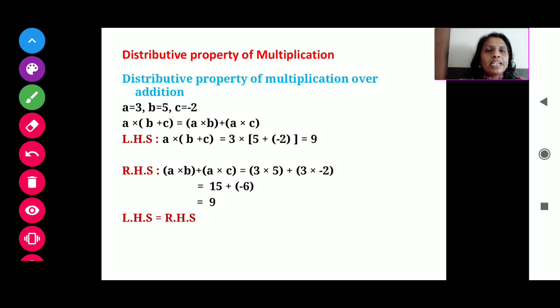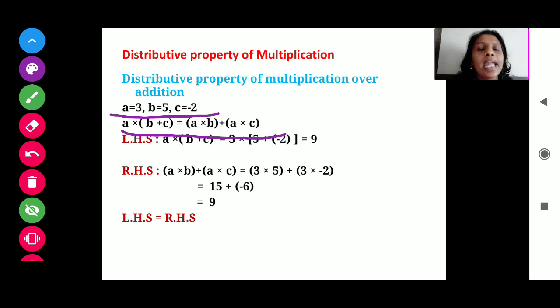Distributive property of multiplication. There are two parts. First one is distributive property of multiplication over addition and second one is distributive property of multiplication over subtraction. First we will check addition. Here the values of a, b and c are given. a is equal to 3, b is equal to 5, c is equal to minus 2. Now what is our distributive property? a into, in the bracket, b plus c. It is our left hand side, and what is our right hand side?